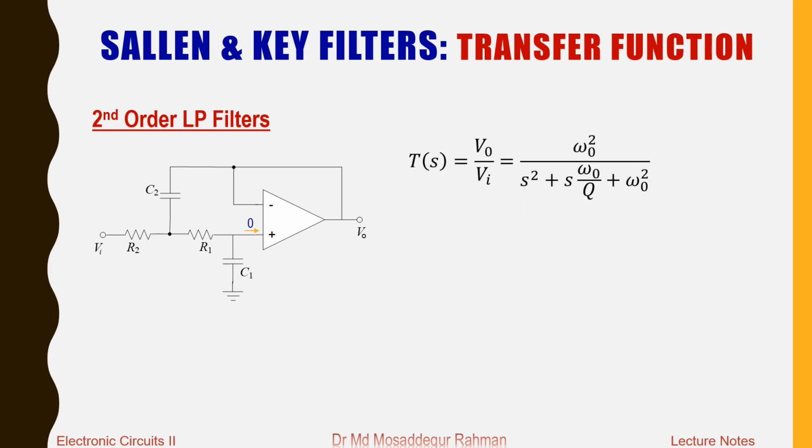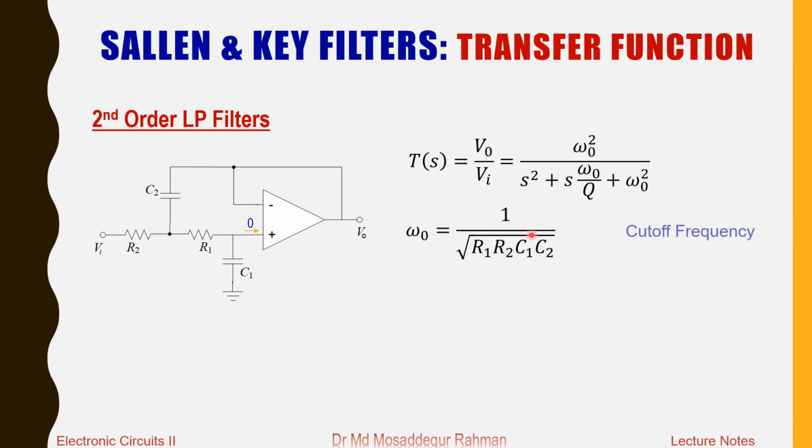So finally the expression will look like this. You see, it looks very different. We have completely different terminologies, different notations, and only s is known. s is j omega. So what is omega naught and what is Q?